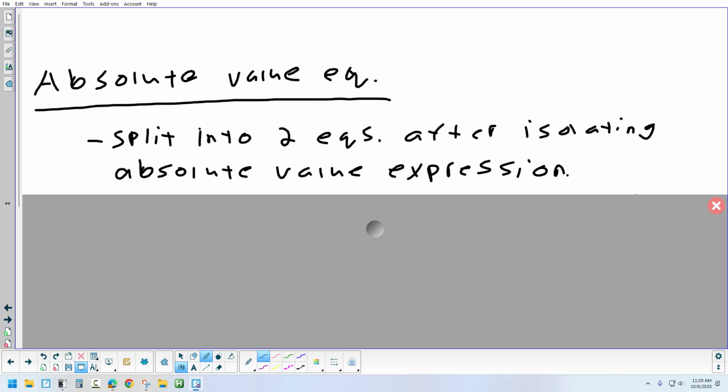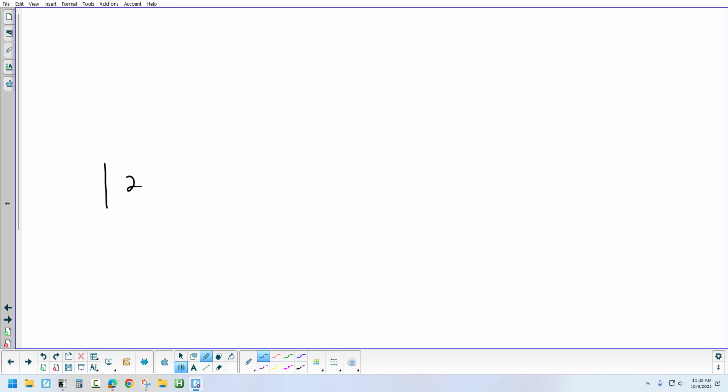What's the symbol for absolute value? You remember? Yeah. They're like bars. Yeah, the two vertical bars, two vertical lines. Yep. So I say that the first step is to split it into two equations after the absolute value is isolated. Okay, so what do I mean by isolated? This is an absolute value. That is isolated. There's nothing else on the outside of the absolute value bars on the left side.